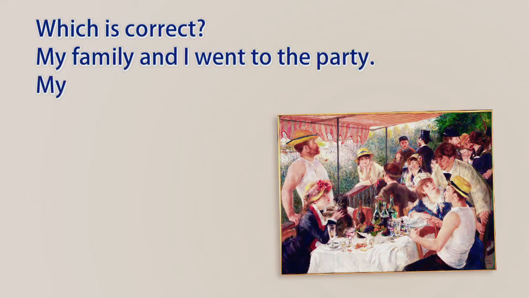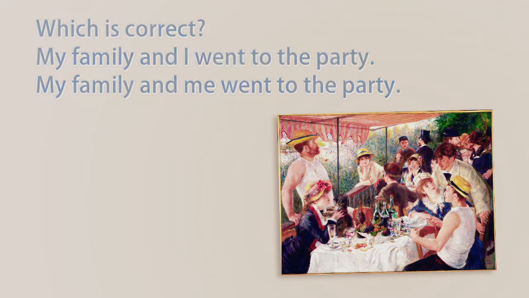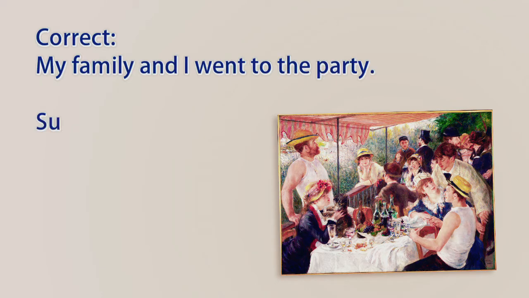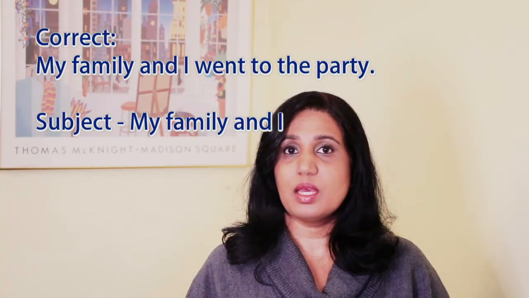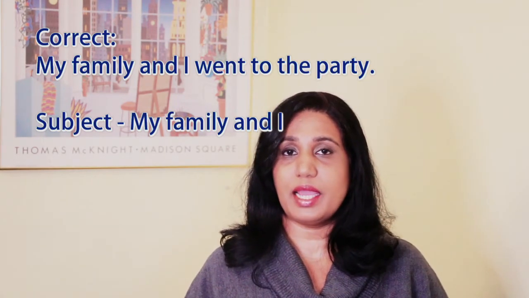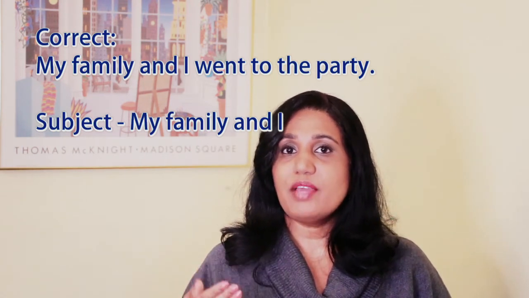My family and I went to the party. My family and me went to the party. Which of these is correct? Here, my family and I is the correct usage in this sentence. Let's see why that is. So let's see what is the subject here. Who went to the party? My family and I went to the party, right? So, my family and I is the subject.